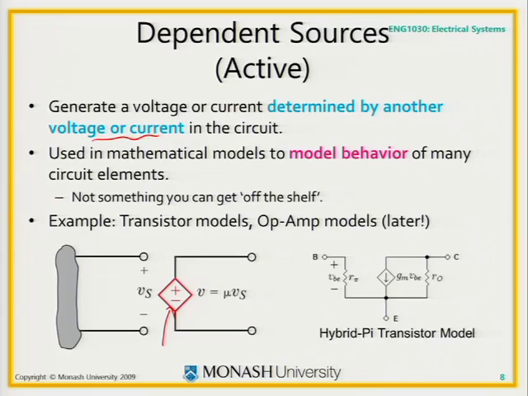So whatever the voltage or current is of this source is absolutely determined by another voltage or current in the circuit. If you think about it, you've got a voltage source and a current source, which could be either controlled by a voltage or current in the circuit. So there are 4 types of dependent sources.